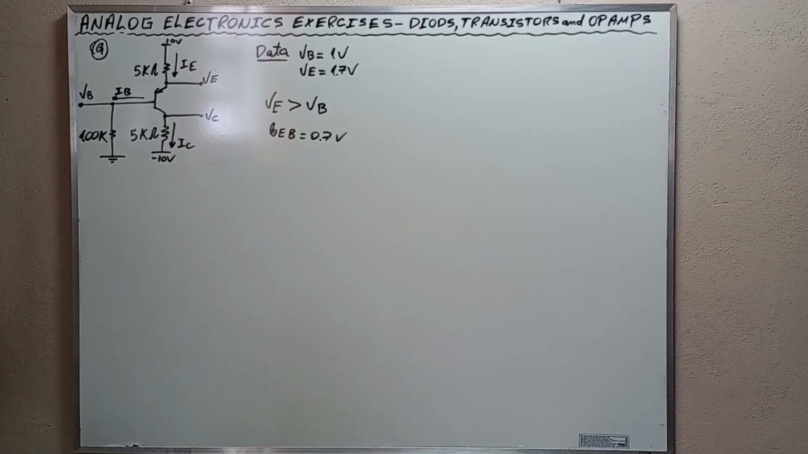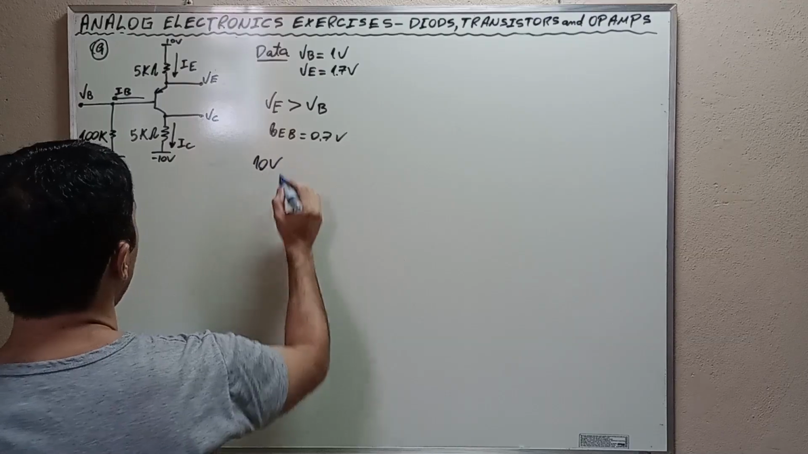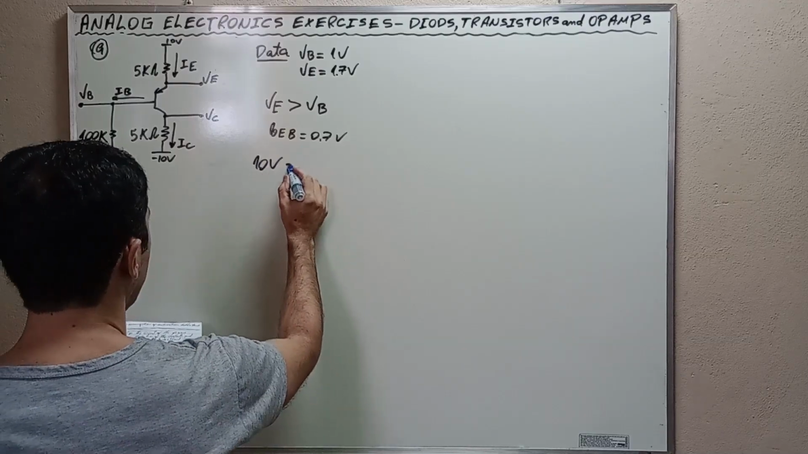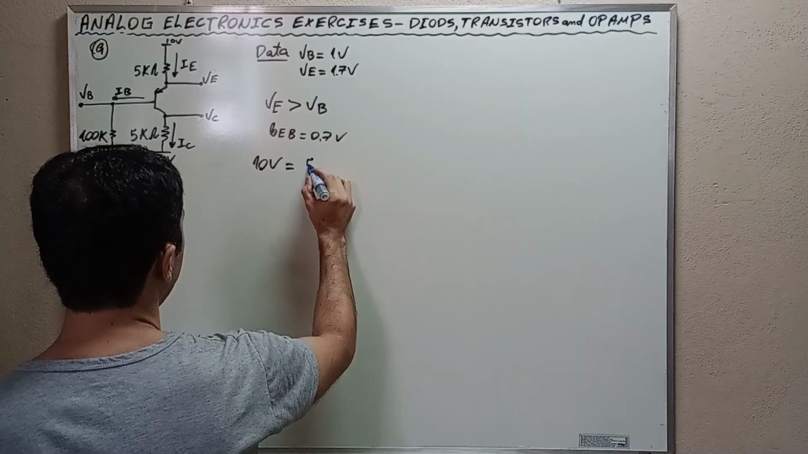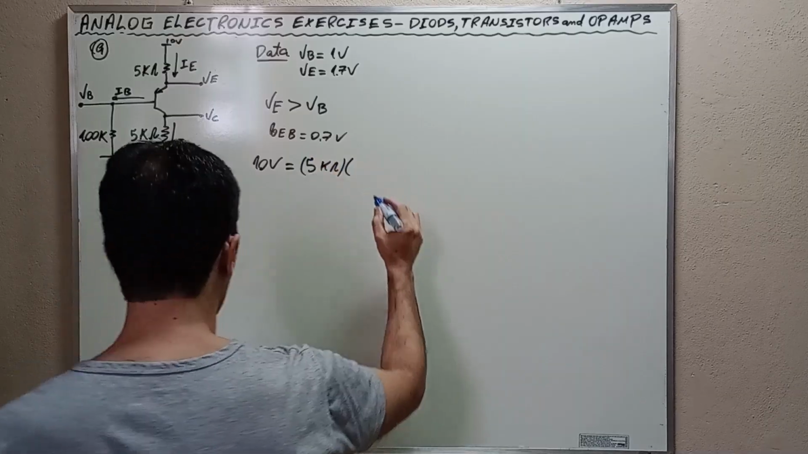If so, 10 volts is going to be equal to 5 kilo ohms times IE.